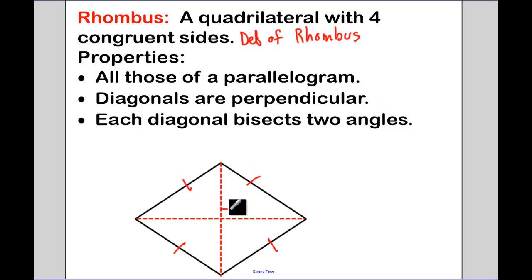So here our diagonals are perpendicular, and then the diagonals bisect the angles, which means this angle there is congruent to that angle there. Since opposite angles are congruent, this angle here is also equal to that angle there. This angle here is congruent to that angle there, and then the opposite angles are also congruent. So you have all those congruent angles. But notice, angles 1 and 2 are complementary because I have a right triangle.